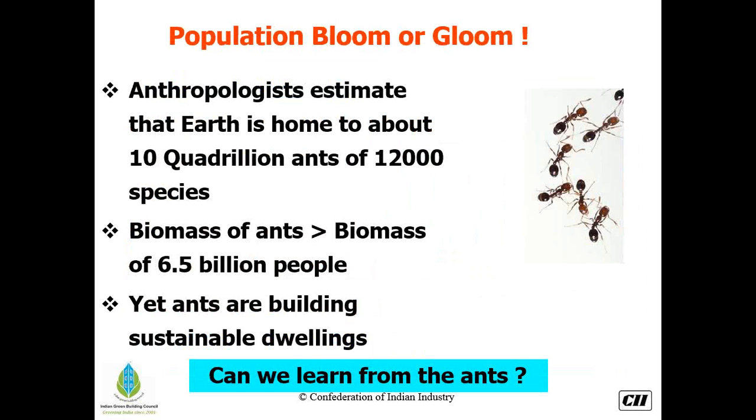Just as a small example, anthropologists say that Earth has about 10 quadrillion ants, with 12,000 species, which is 6.5 billion more than the human population. But still ants are surviving and they are building sustainable dwellings. So why can't we? Let us think from a different perspective. Even ants have so much population and they are able to live in a sustainable manner. Why can't we, as we are more sensible and think more to do that? So let us go in that direction for our future.